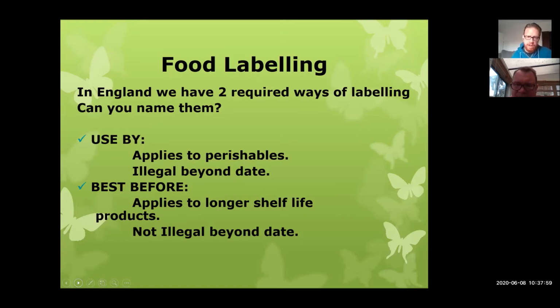If you go back to your high risk and your low risk foods from earlier, think about those. These labels apply to those. So use by applies to high risk foods. Best before applies to low risk foods. So things that you keep in the fridge, you'll have a use by date on it. Things that you keep in your dry store will tend to have a best before date on it. Okay?